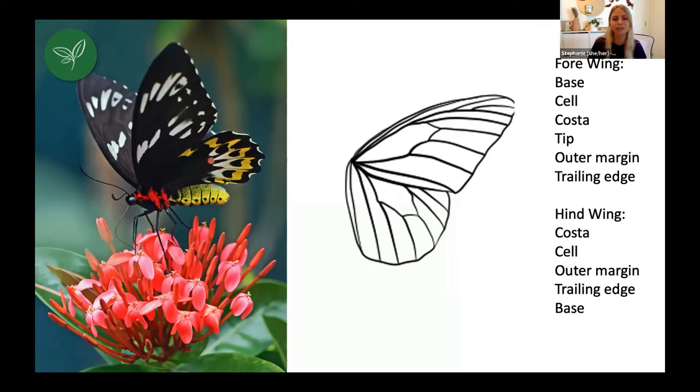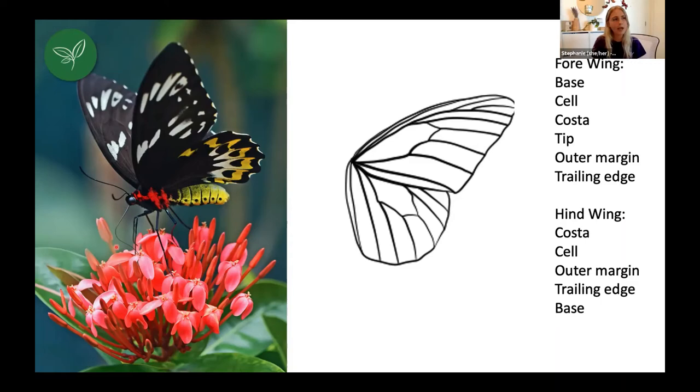So, first of all, the first basics of the butterfly, we have the antenna, which are these two things here. We have the compound eye, which you can see here. We have the forelegs. There's three pairs of legs right here. And then we also have the proboscis right here. That's how they actually drink the nectar from the flowers. So those are the basics.